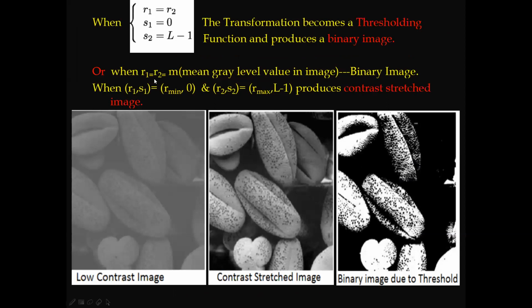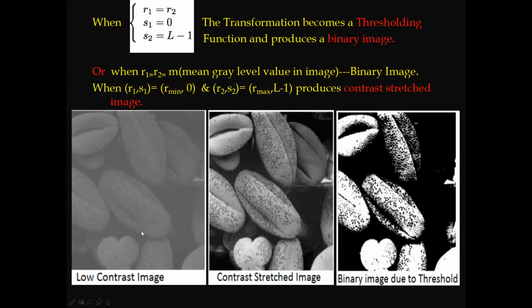And next, when R1 equal to R2, that is equal to the mean value of the gray level, then it also produces a binary image. When (R1, S1) equals (R minimum, 0) and (R2, S2) equals (R maximum, L-1), it produces a contrast stretched image. You can see 3 images given here. The first image is a low contrast image. After performing contrast stretching, the quality of the image is improved. And the second one is a binary image, due to thresholding, that is because of R1 equal to R2, S1 equal to 0, and S2 equal to L-1.